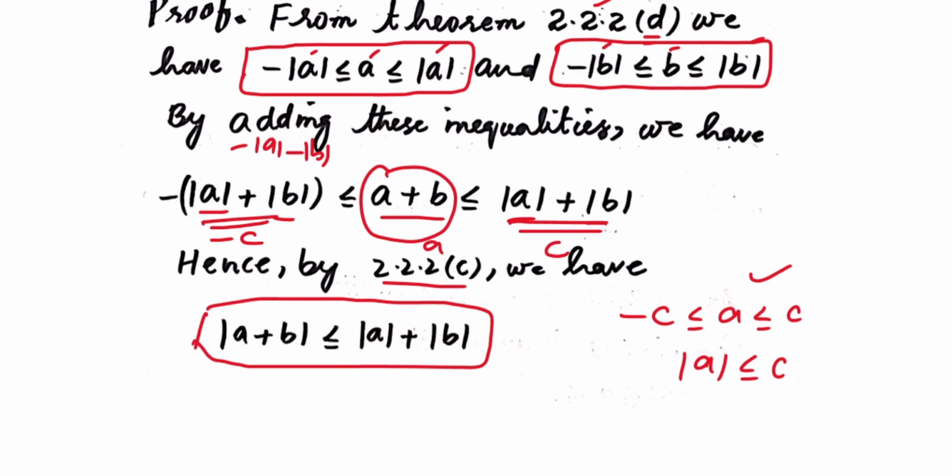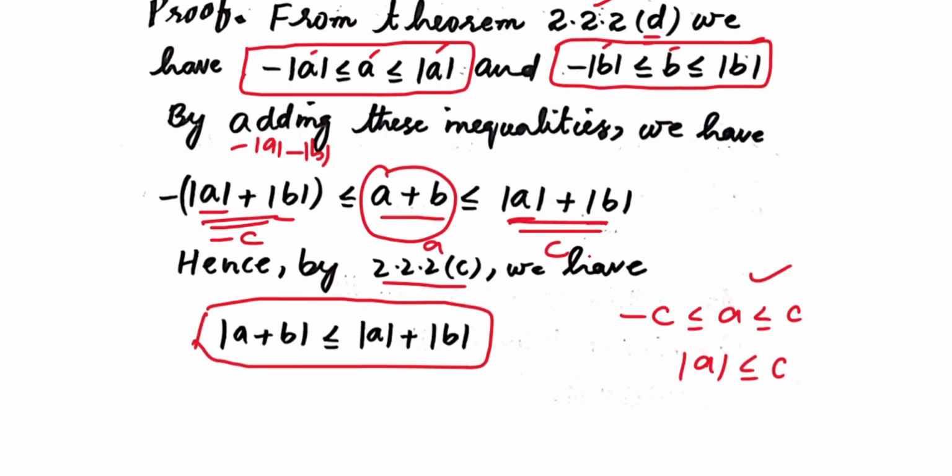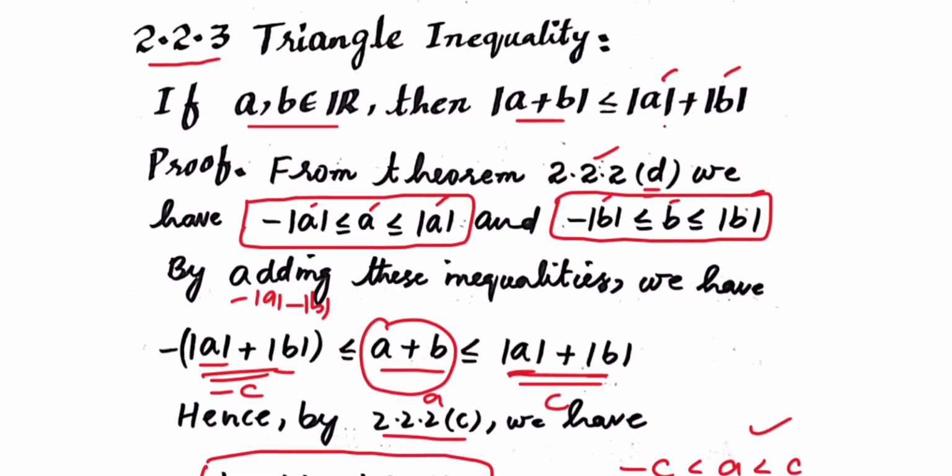The next one is a very important fact. In the triangle inequality, you can see there is an equal sign here. Can you tell me in which case this triangle inequality has an equal sign?